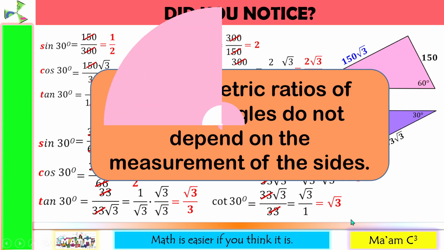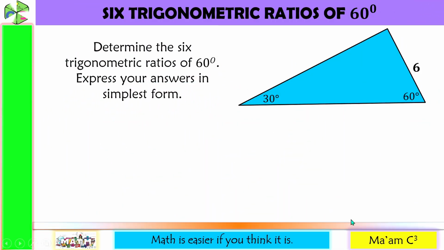Let us proceed with the 6 trigonometric ratios of 60 degrees. I have here a triangle. The given side is the one opposite 30 degrees, so meaning this is the shorter leg. To solve for the longer leg, the one opposite 60 degrees, we simply have to multiply this by square root of 3. For the hypotenuse, simply multiply the shorter leg by 2, and 6 times 2 is equal to 12.